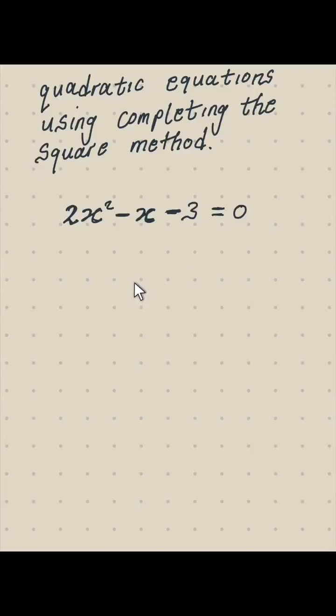So we have a question here, and as we can see this is a quadratic equation, and we are going to solve this quadratic equation. Only we are going to use the completing the square method.